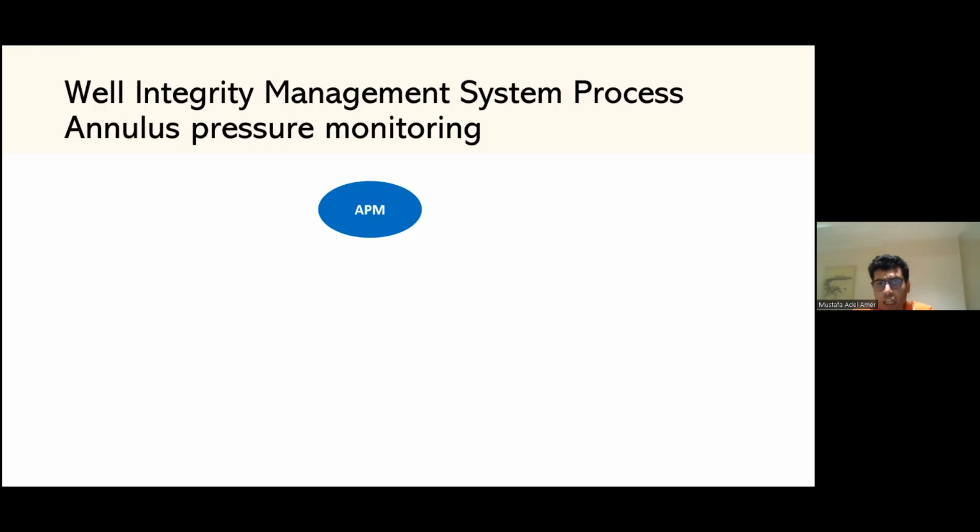If there is a change, then this implies failure in one of the items. Maybe you have leakage behind the casing. Maybe you have vacuum and you lose the fluids in the well. Maybe from monitoring it, you find you have communication.